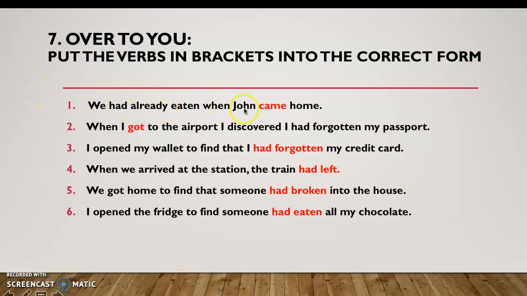We had already eaten when John came home. So John came home, but before that we had already eaten. I'll just give you two more examples. When I got to the airport, I discovered I had forgotten my passport. I had forgotten my passport before I got to the airport. So this is the earliest action. And one more. I opened my wallet to find that I had forgotten my credit card. I opened my wallet, but before that I had forgotten my credit card. Now this is getting easier, isn't it?